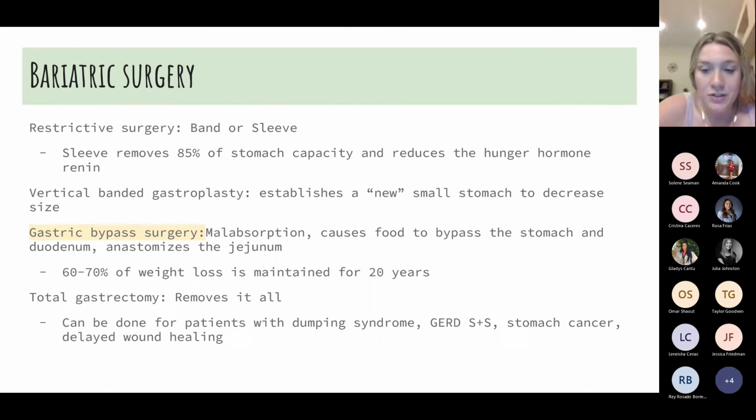There are multiple different types of bariatric surgeries. Dr. Rosales did a really good video on it. You can go ahead and rewatch it. I'm not an expert in bariatric surgery, so I'm not going to spend too much time on it, but keep in mind our most common one is going to be the gastric bypass. It's got the most successful rate. Our total gastrectomy is not ideal because it does remove almost everything, and usually it's used for patients with a lot of different problems.